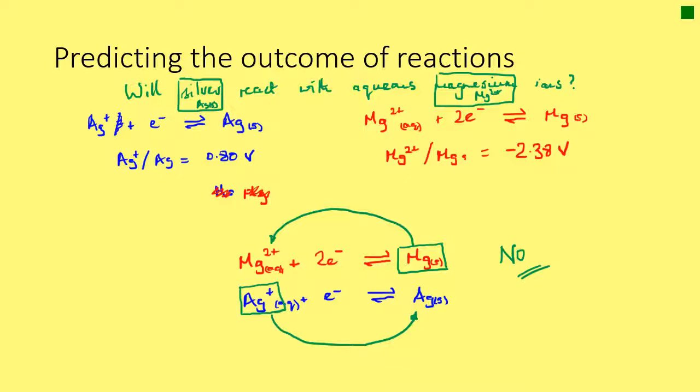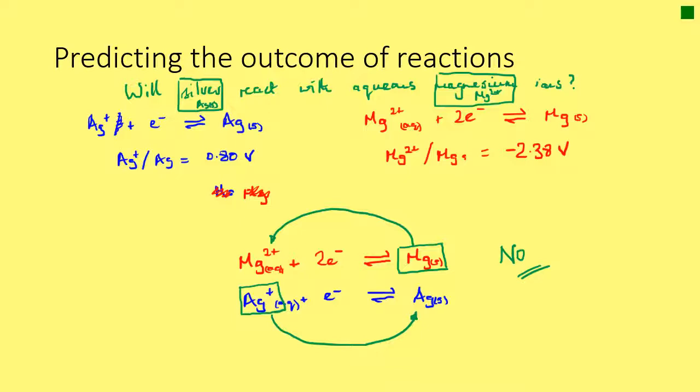Okay, that's our question. So you'll remember the first step is to write down the two half equations. So the two half equations, first of all, silver. If we look at an electrochemical series, we've got Ag+. Well, let's write it down as a half equation.